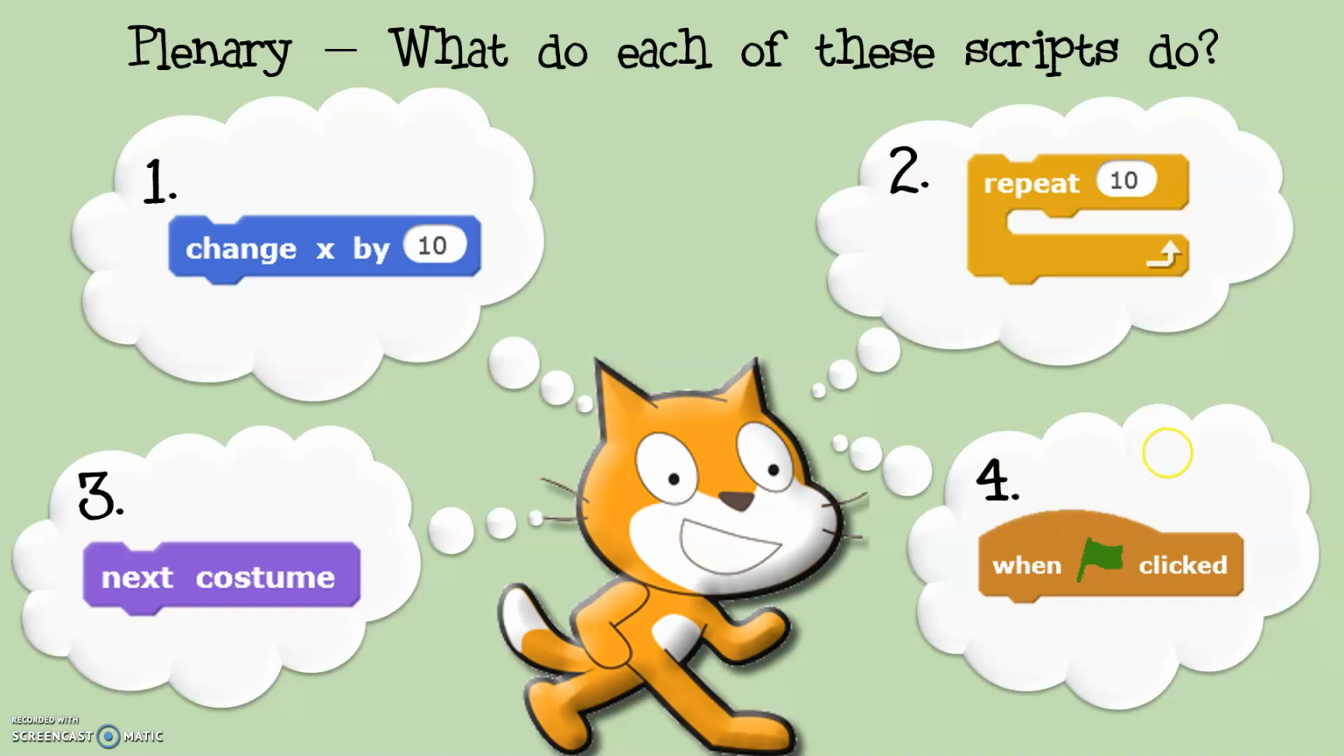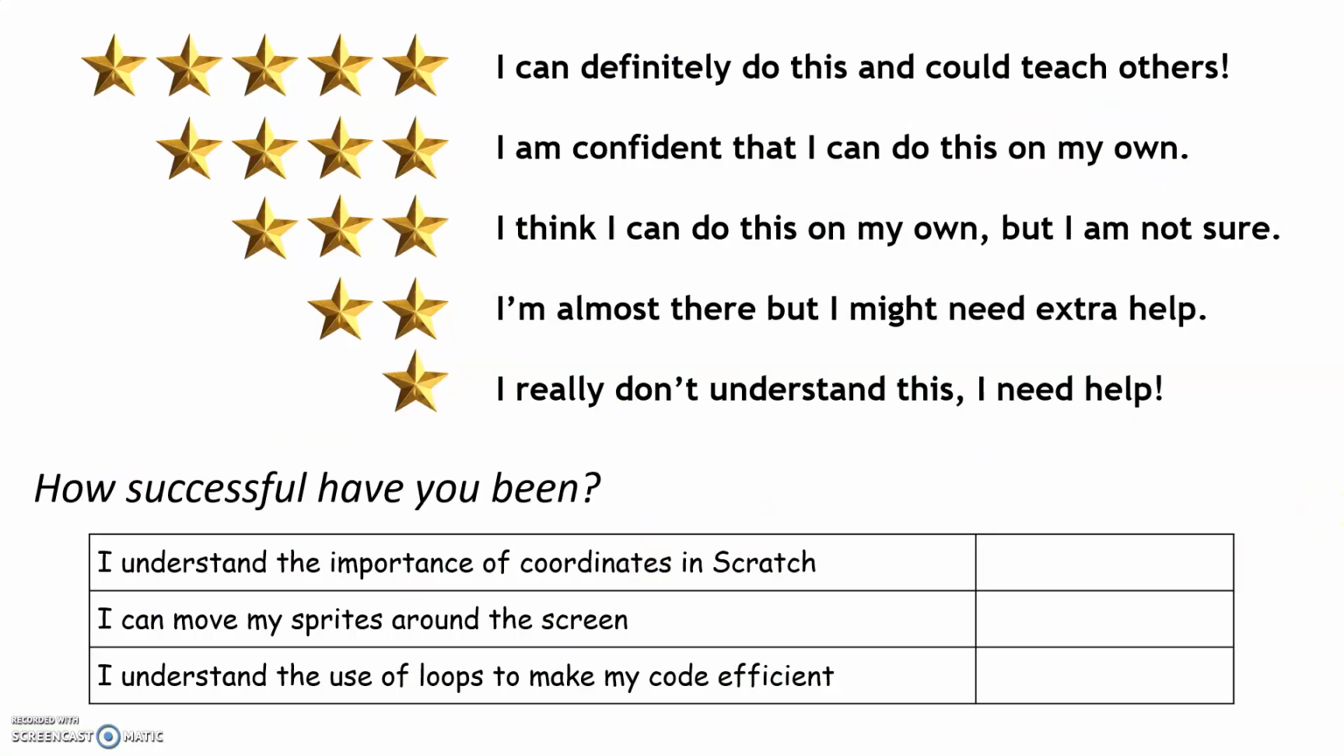And then before you finish up, the last thing you need to do is to reflect on how successful you think you've been today. Okay, so do you understand the importance of coordinates in Scratch and how they help us to move sprites about the screen? Can you implement and move your sprites across the screen using different types of code? And do you understand the use of loops to make your code more efficient? Next to each of these things, pick whether you feel you're 5 stars, 4 stars, 3 stars, 2, or 1, and use that to help you move your revision forward when you want to try things again next week. Okay, any questions, just let me know.